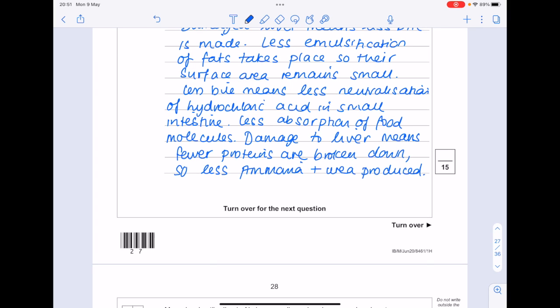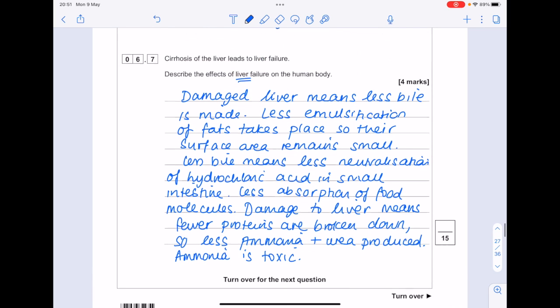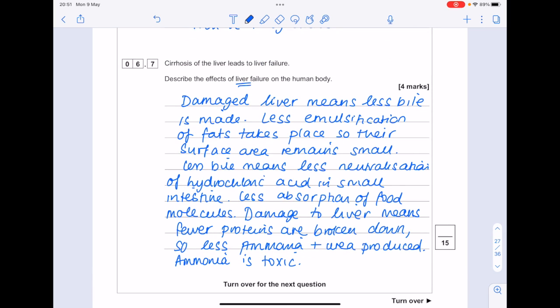And any ammonia that is produced will remain and hang about, meaning that it's super toxic. You could also talk about the liver's function in breaking down alcohols and other drugs and toxins. But yeah, it's worth 4 marks, so be super specific there.